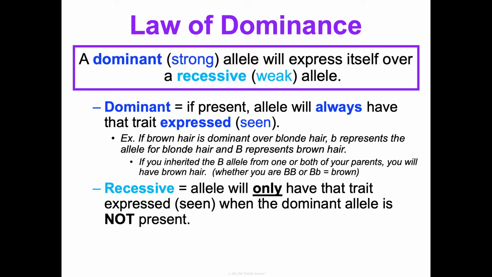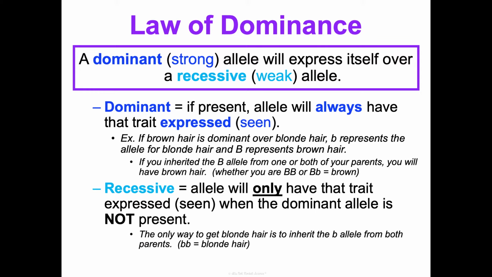Recessive means the allele is going to only be seen or expressed when the dominant allele is not there to mask over it. So the only way to get blonde hair is to inherit that little b allele, that recessive allele, from both parents, little b to show it. Because if you get the dominant, it's going to mask over it. That's what we mean by dominant and recessive. It doesn't mean more common versus less common or better versus worse, not at all. Recessive just means you're going to need to have 2 copies of it to show, and dominant, you only need 1.